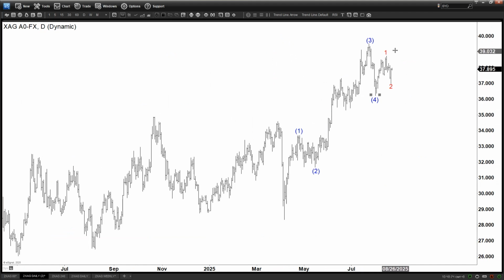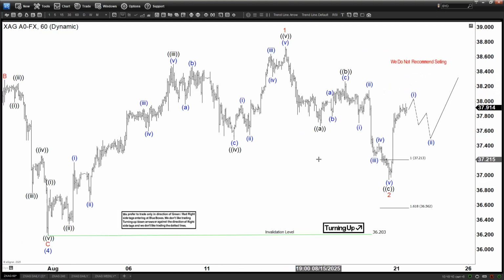So either we are doing it this way, 1, 2, 3, 4, and then we are now going higher in the wave 5, or we can continue to trade sideways in the next few weeks and months to finish with 4 in a triangle-like structure before it resolves on the upside. Okay, so that's the update for silver today, guys.